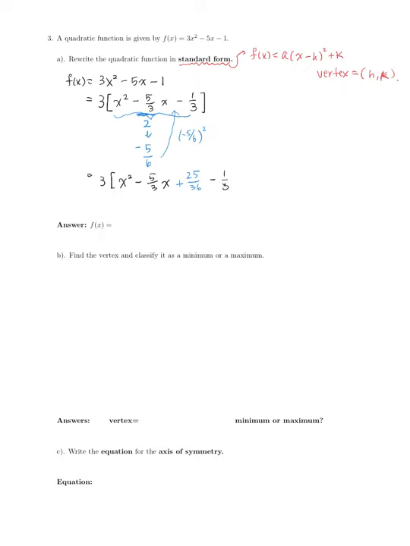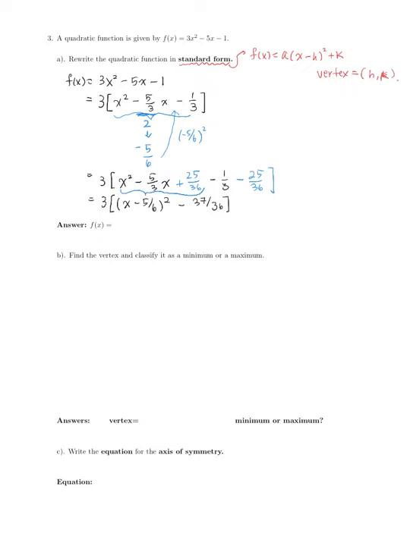But the thing is, you added 25 over 36 into that expression. So that means you better be fair and subtract 25 over 36 as well. Now this can be written as 3 times x minus 5 over 6 squared. So that's going to be the perfect square. These 3 terms make that into a perfect square. And then you still have negative 1/3 minus 25 over 36. If you compute that, you should get minus 37 over 36.